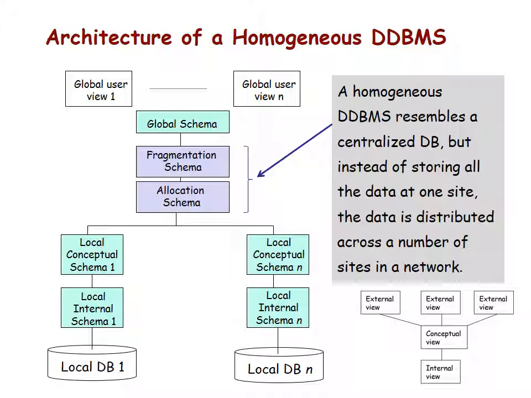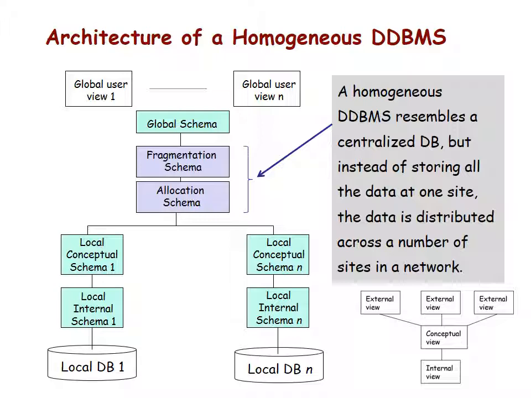Global user views are views defined atop the global schema for different user groups. They are similar to the external views in a centralized database. The relation defined in the global schema is fragmented into multiple fragments. The information about these fragments is stored in the fragmentation schema. Location information about where to store each of these fragments is stored in the allocation schema.